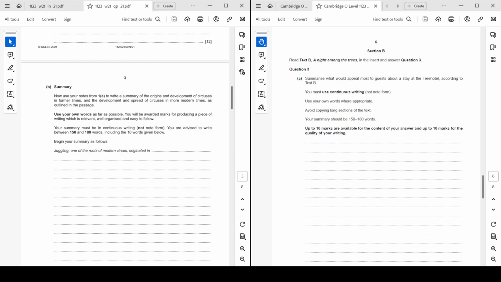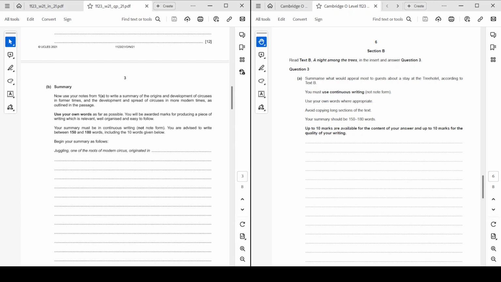According to 2024, they've removed the first step formally of noting down the content points separately and then moving on to the summary. They've put it all together. So there's a total of 20 marks, as you can see, up to 10 marks are available for content and 10 marks for the quality of writing. All right, so it's all in one go. The summary is no longer in two steps.